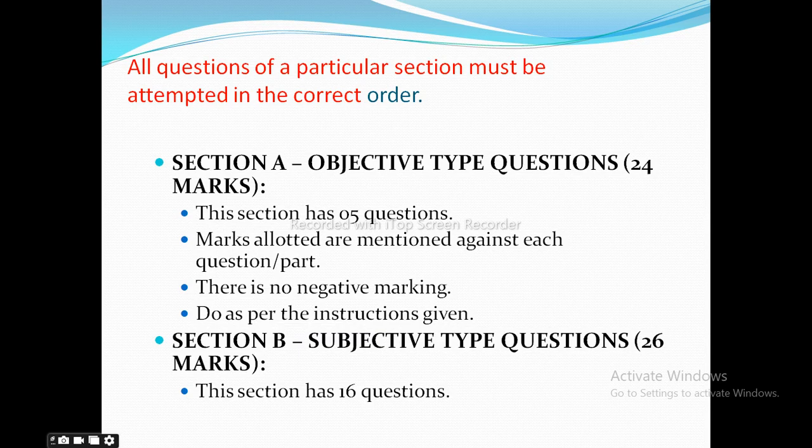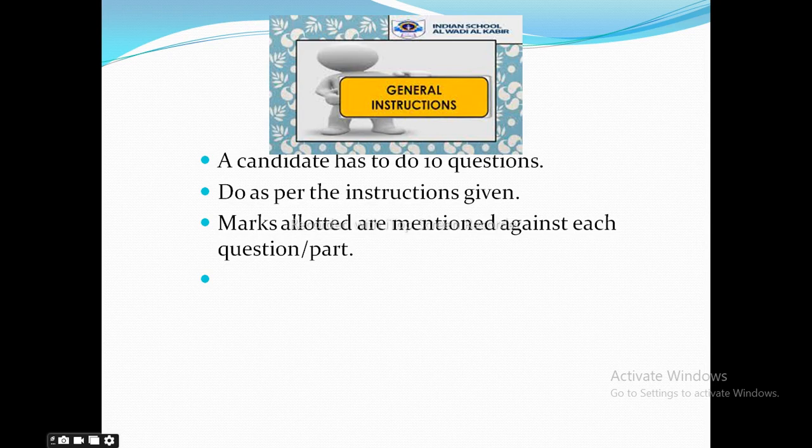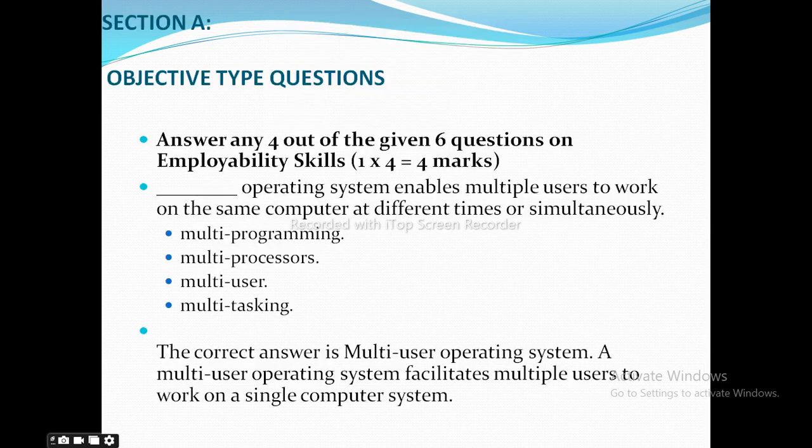Section B will be subjective type questions, that is 26 marks again. That means 24 plus 26, that is 50. Section B has 16 questions. A candidate has to do 10 questions. Do as per the instructions given. Marks allotted are mentioned against each question or part.